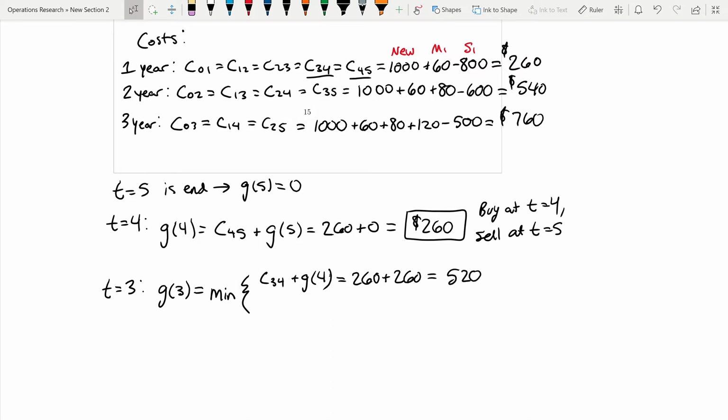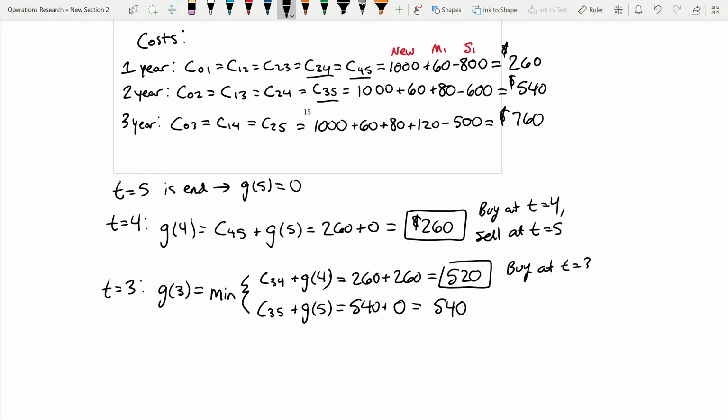Or on the alternative, we can keep a machine from year 3 to year 5, and then we have to add on our G of 5 value, which we have up top. So the cost from 3 to 5 is 540, plus G of 5 is just 0. So we're looking at a cost of 540. Between 520 and 540, we're going to take the cheaper option, which means that if we find ourselves at year 3, we should buy at year 3 and sell at year 4.